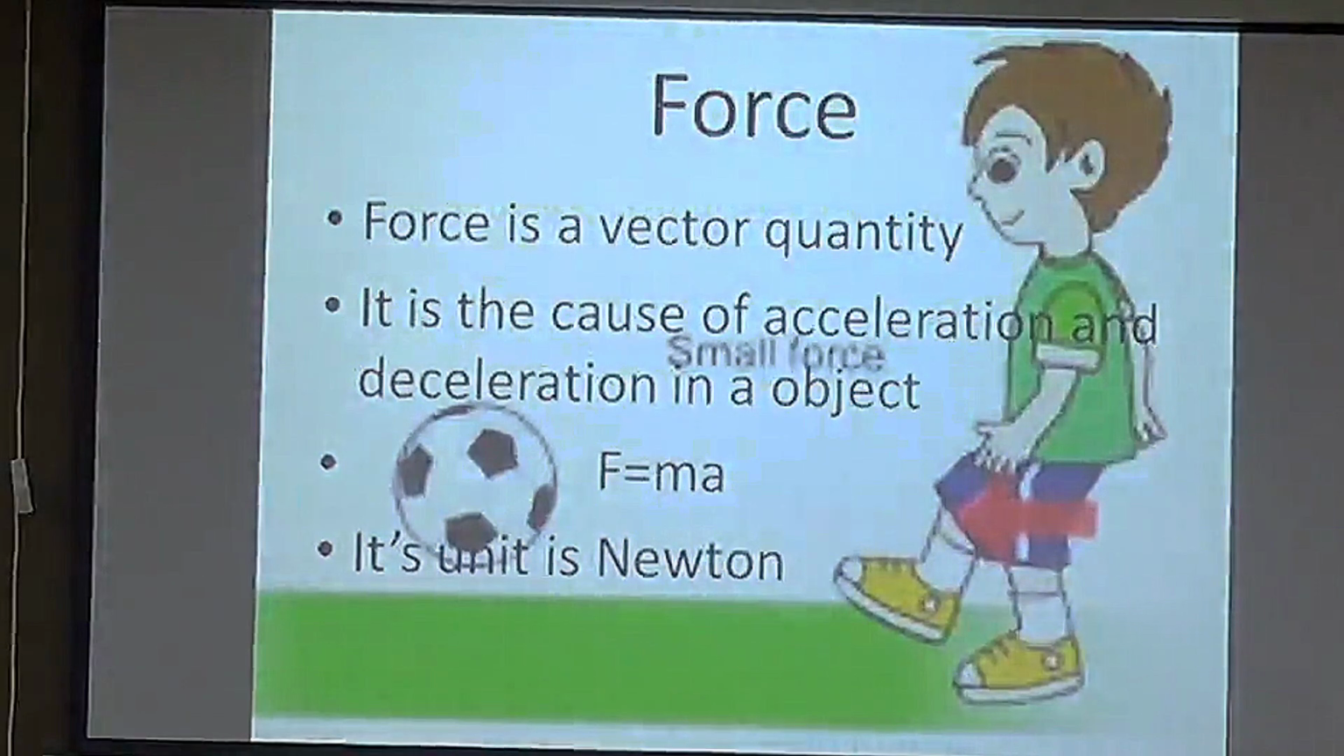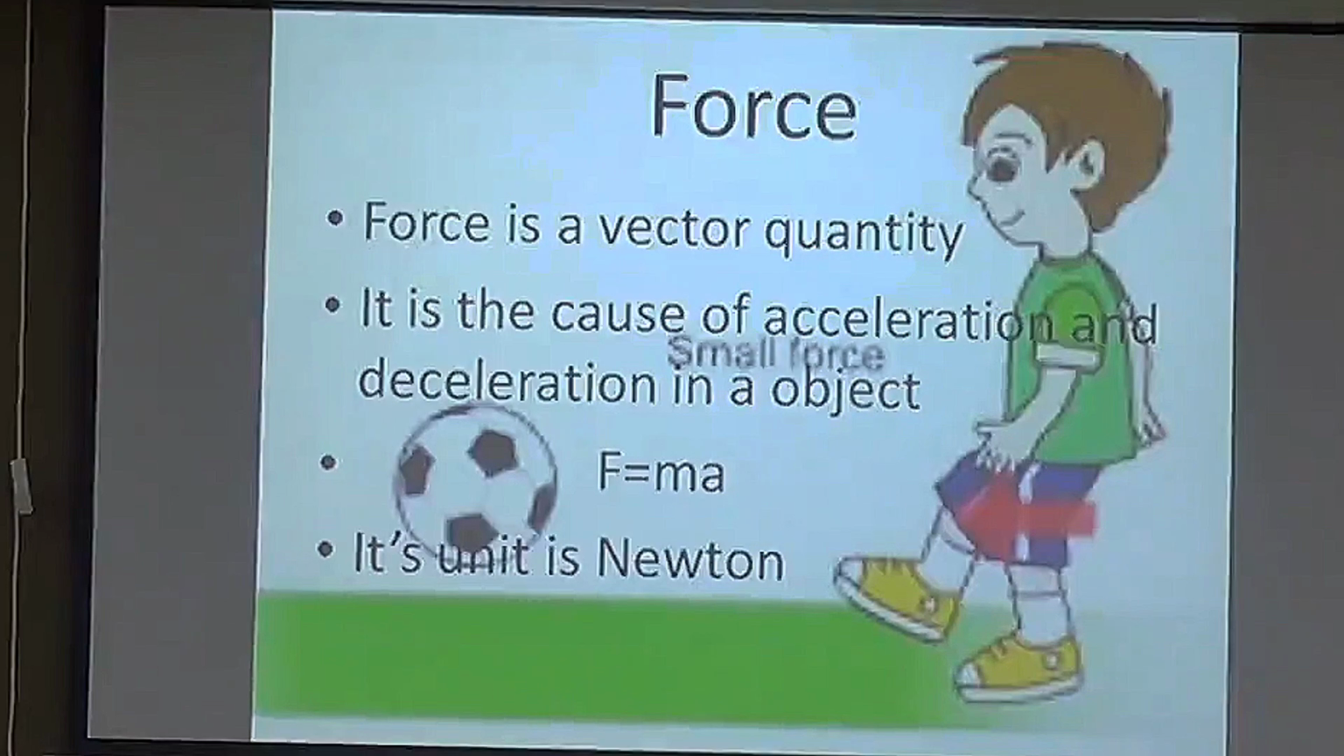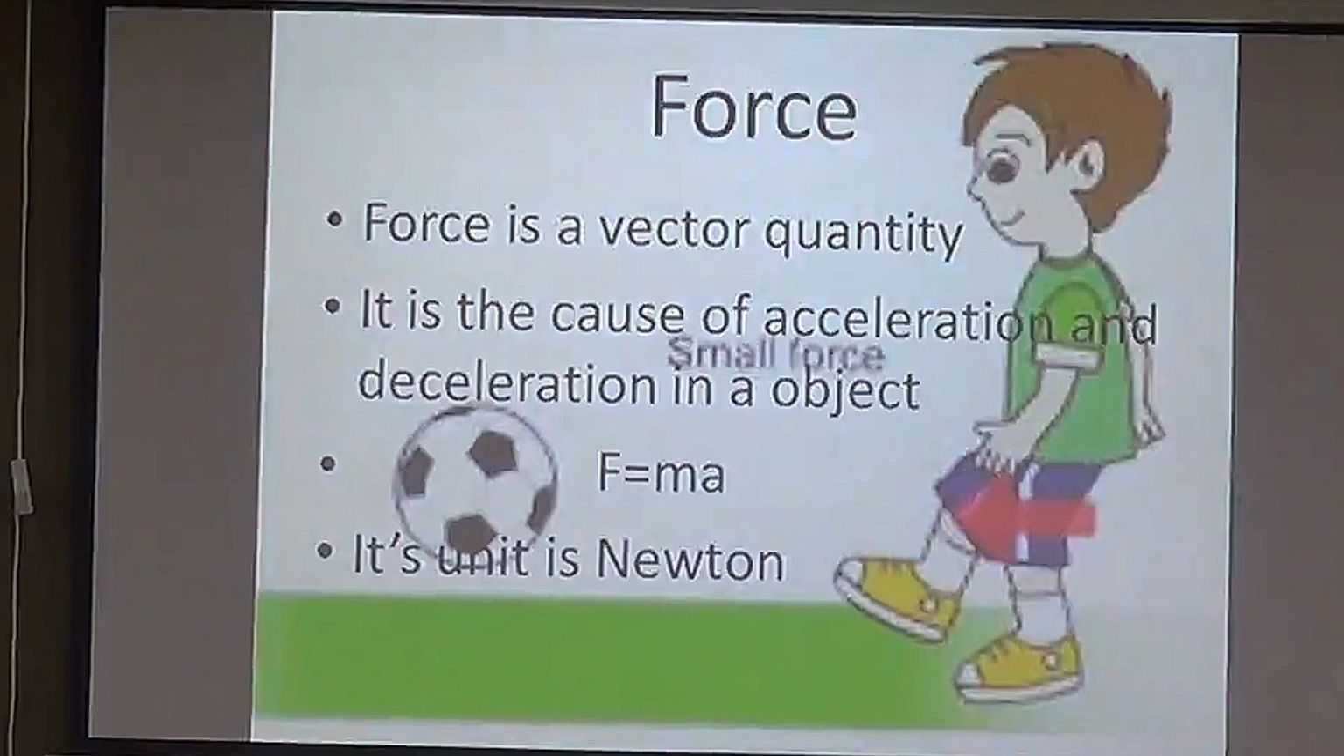Force is a vector quantity. It is the cause of acceleration. Thus, F is equal to ma. In the formula, if we put the units of m, that is kg, and acceleration, that is meter per second square, the unit of F is kg meter per second square, and that is known as Newton. In short, it can be written as N, capital N.